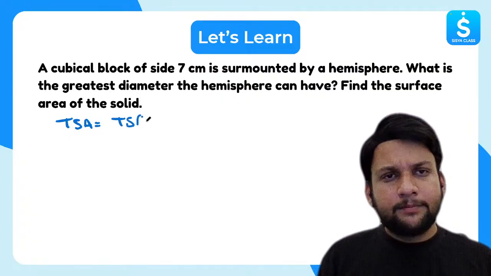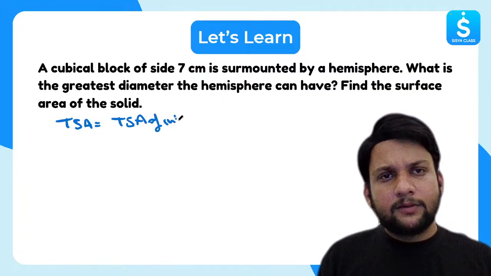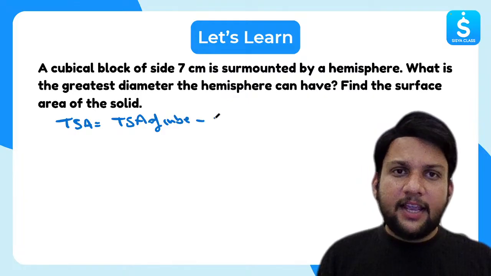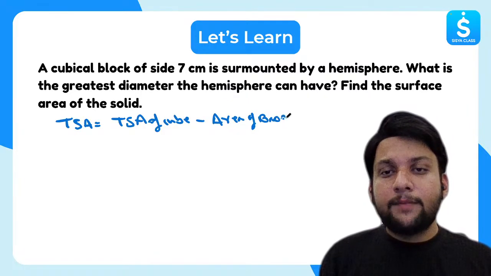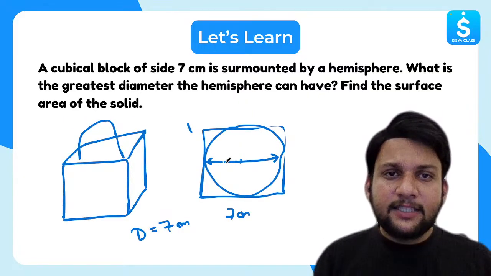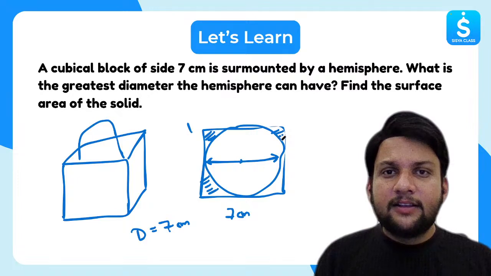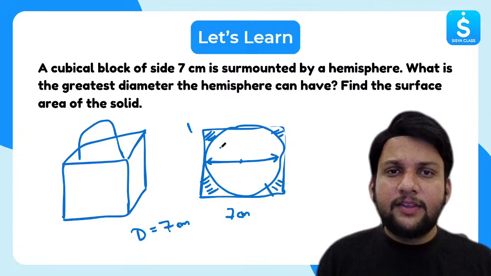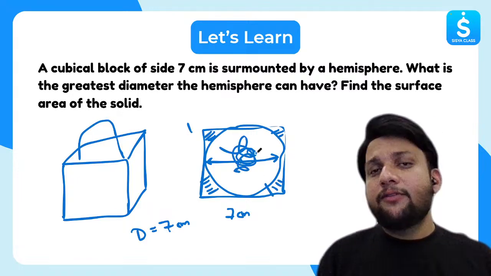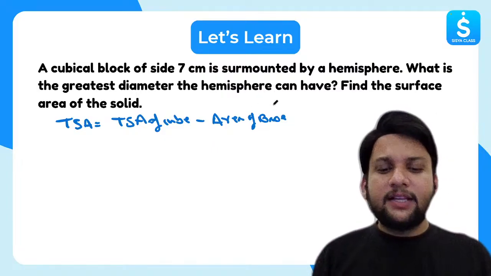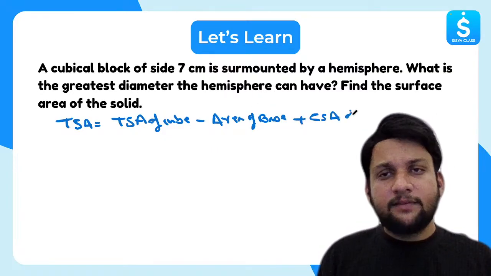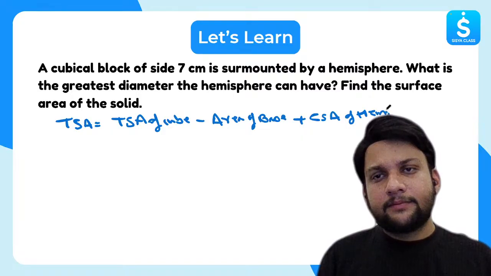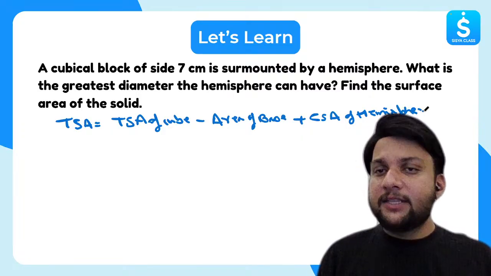TSA of cube, minus area of base. Now, why I'm subtracting area of base? Because see, this part and this part is still included, right? So we have to remove this part, but these parts we have to consider. So I will write TSA of cube minus area of base plus CSA of hemisphere. Correct. Right? Hemisphere we have to consider.